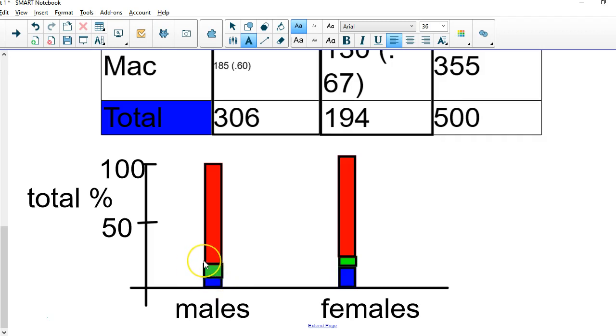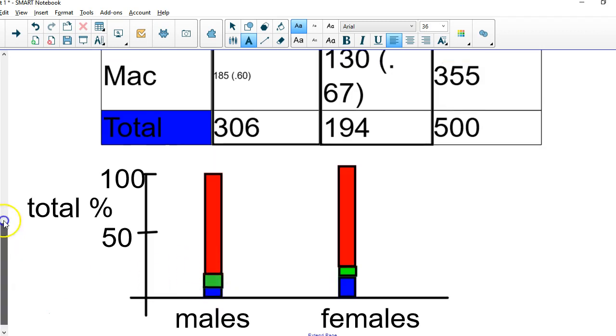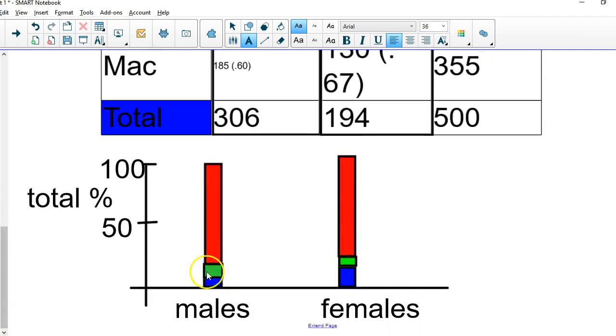And 12 plus 14 gets you 26%. This mark right here is approximately halfway to 50. And the rest makes up the Mac owners. And you can see that this distribution is pretty equal. So right now, based off the graph, we have evidence that it's pretty independent. There's no true relationship between gender and what kind of computer they own.